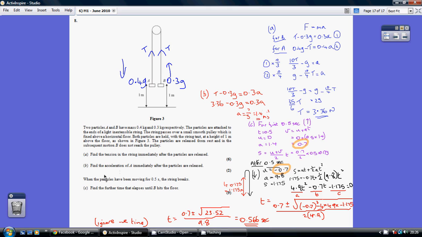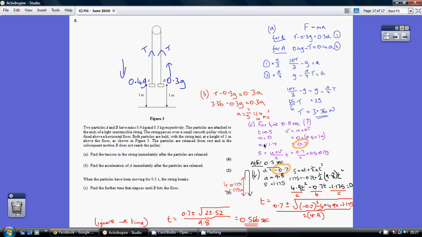Now for part C. When the particles have been moving for half a second, the string breaks. Find the further time that elapses before B hits the floor. So think about what's going on here. B is shooting upwards. It's going to be handy for us to know how far it travels in this 0.5 seconds, and also the speed it is travelling at after that 0.5 seconds. So we can do each of those one at a time.